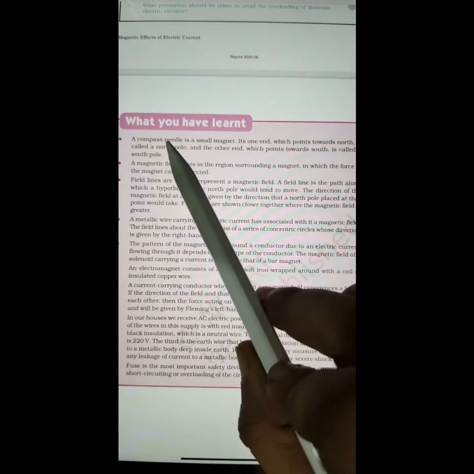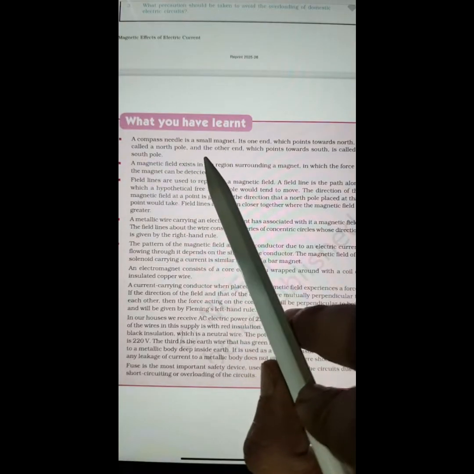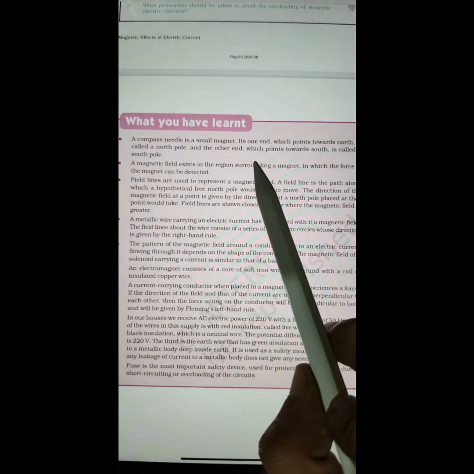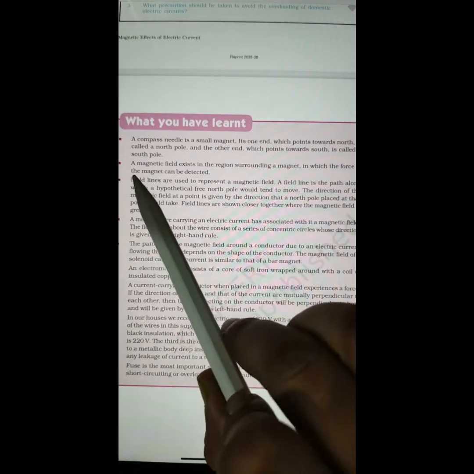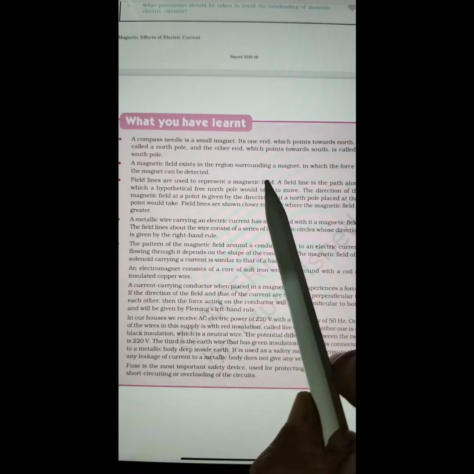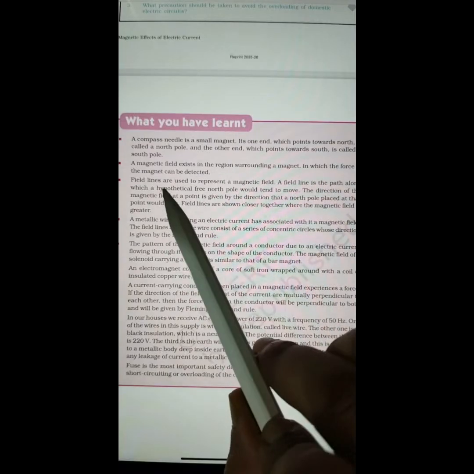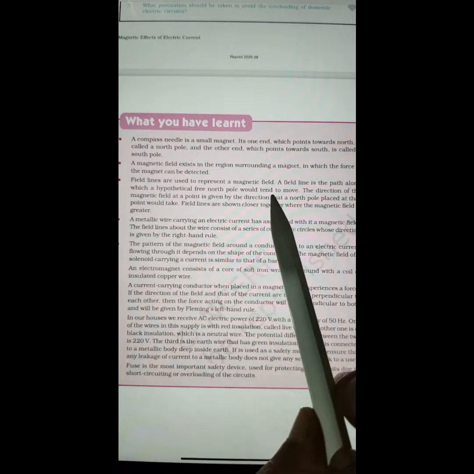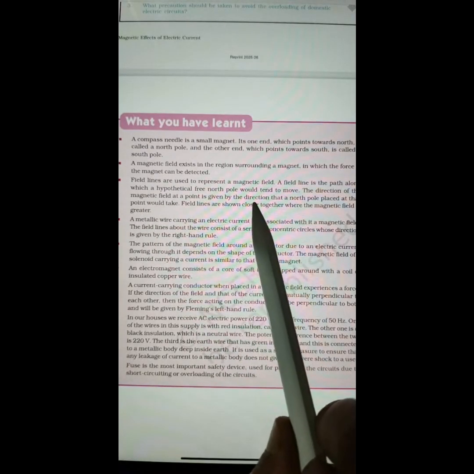What have you learned? A compass needle is a small magnet. Its one end which points towards north is called the North Pole, and the other end which points towards south is called the South Pole. A magnetic field exists in the region surrounding a magnet in which the force of the magnet can be detected. Field lines are used to represent a magnetic field. A field line is a path along which a hypothetical free north pole would tend to move.